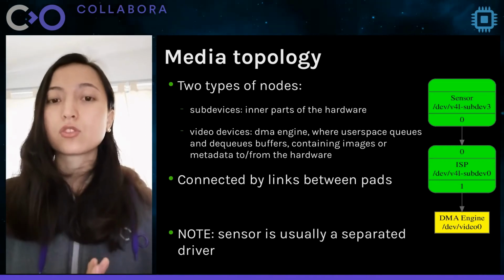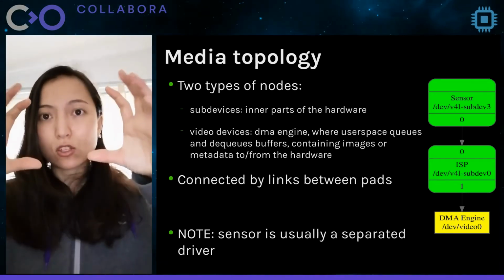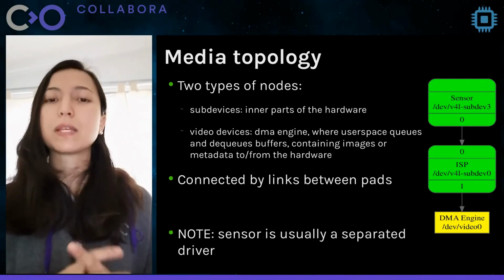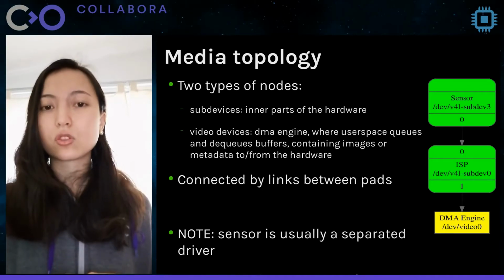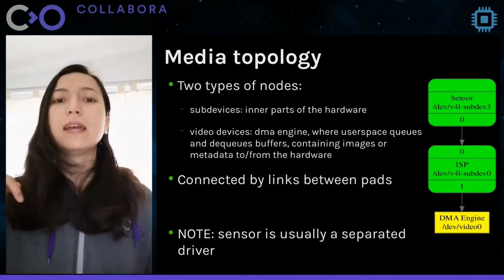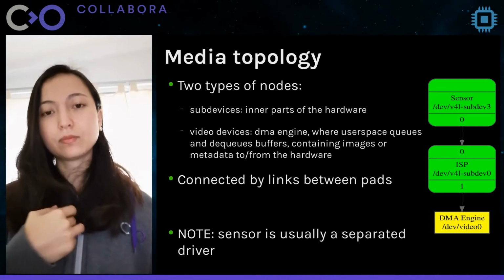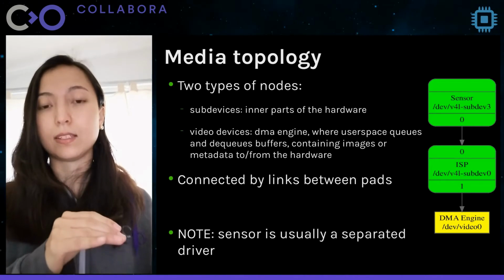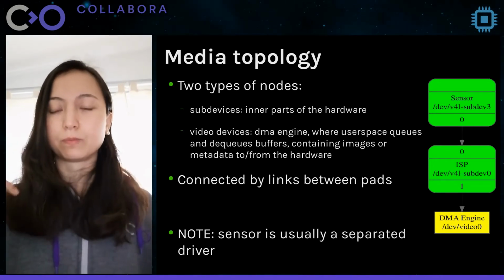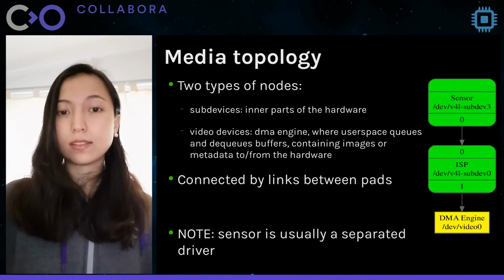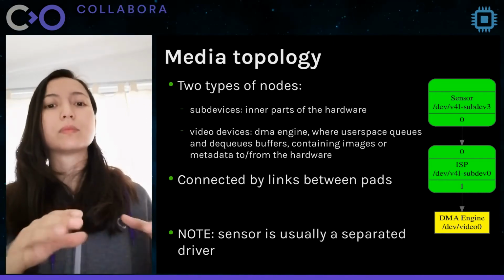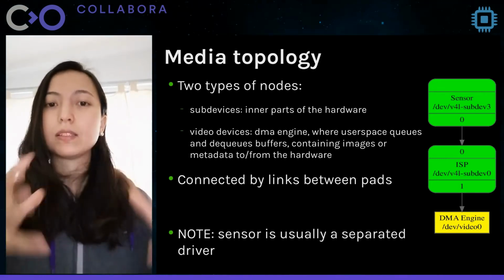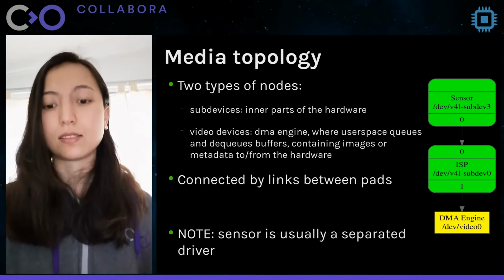Something interesting to note is that usually the sensor block is a driver that is separated from the rest. This is because we can reuse the same sensor with different kinds of hardware. So in my development setup, I have the same sensor that can be used with the Raspberry Pi that we saw in the previous image, but I use it with the Rockchip board. So the sensor is the same, but the ISP driver is different.